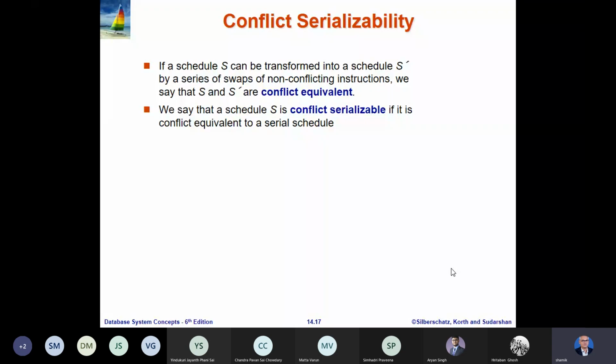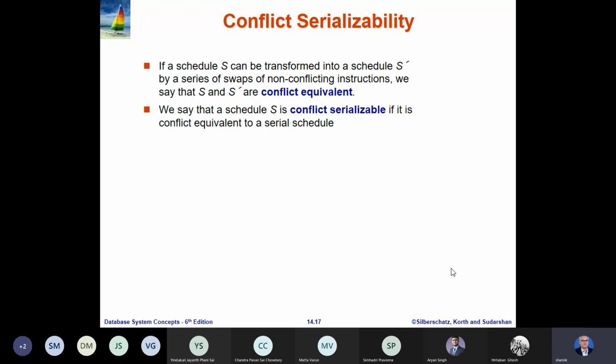We say that S and S prime are conflict equivalent. So I have a schedule S, I have a schedule S prime. We are not saying whether S or S prime are serial schedules or concurrent schedules, but by swapping these non-conflicting instructions, if we can transform S into S prime, then we say that S and S prime are conflict equivalent. And we say that schedule S is conflict serializable if it is conflict equivalent to a serial schedule. That means that if S is conflict equivalent to S prime and S prime is a serial schedule, then S is a conflict serializable schedule.